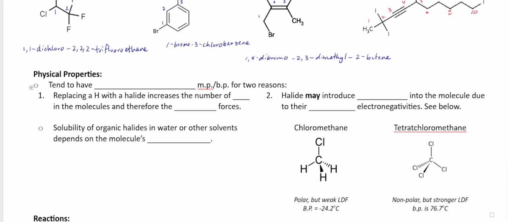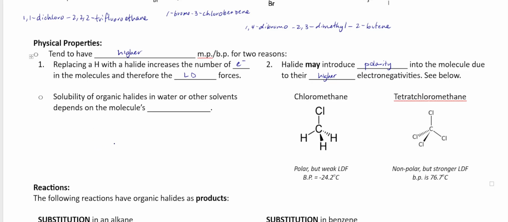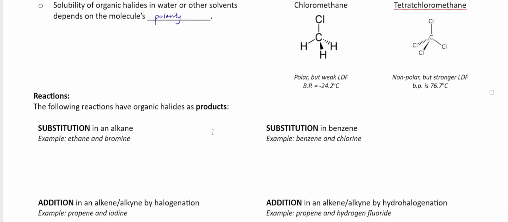So physical properties, organic halides tend to have higher melting points and boiling points for two reasons. Replacing H with a halide increases the number of electrons in the molecule and therefore the London dispersion forces. Halides may introduce polarity into the molecule due to their higher electronegativity. Okay, you can see two examples below in which you have a difference in polarity. Solubility of organic halides in water or other solvents depends on the molecule's polarity. So if it's polar, then an organic halide will dissolve in water, and if it's not, it will not.